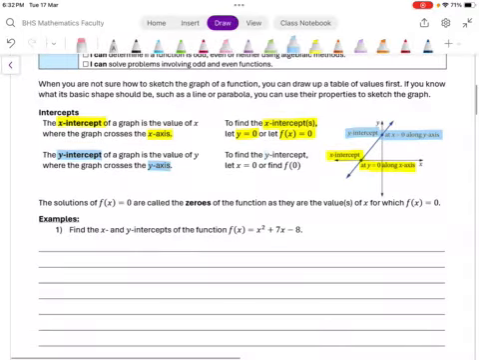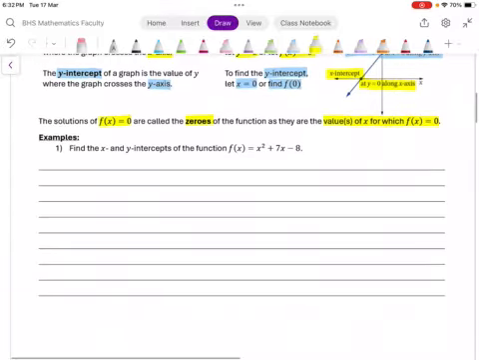So to find our y-intercept, what we do is we let x equal 0, or we can find f of 0. The solutions of f of x equals 0 are also called the zeros of the function, as they are the values of x for which f of x equals 0. So when we're finding our x-intercepts, they are also called the zeros of our function.